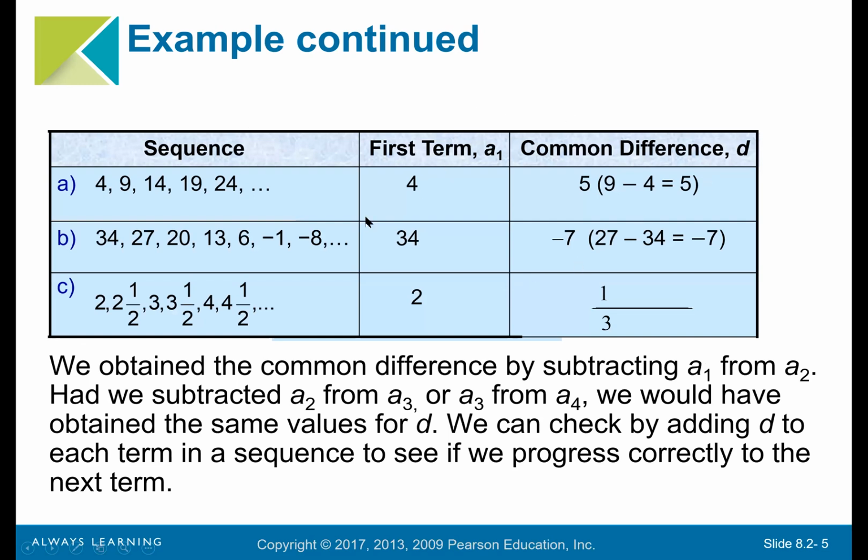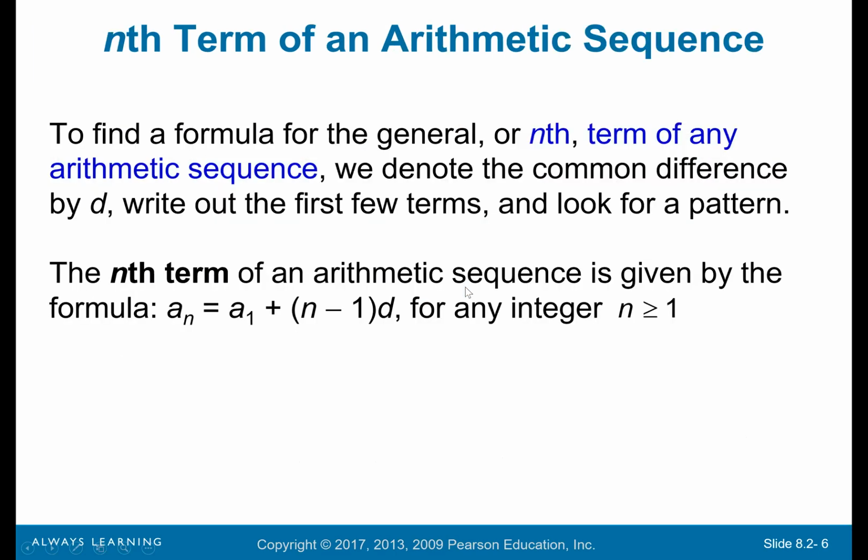Okay, so here they're just showing you that for those, 4 was the first term, the common difference was 5. In B, the first term is 34, the common difference is -7. In C, it's a half, not a third. All right, here's the formula you need to know. To find the nth term in an arithmetic sequence, and you'll use this a lot in this assignment, the nth term is equal to the first term plus n minus 1 times d.